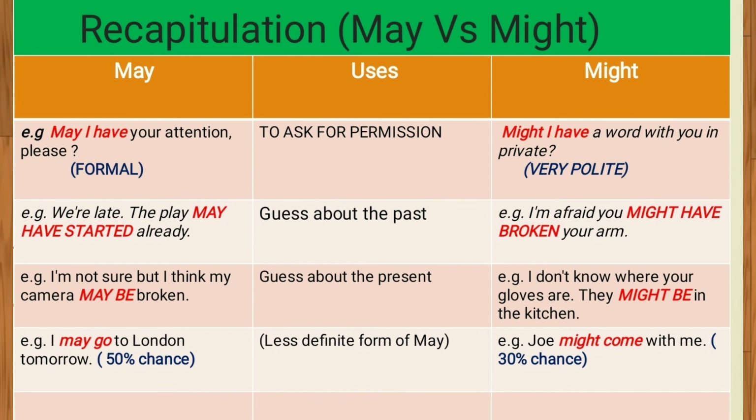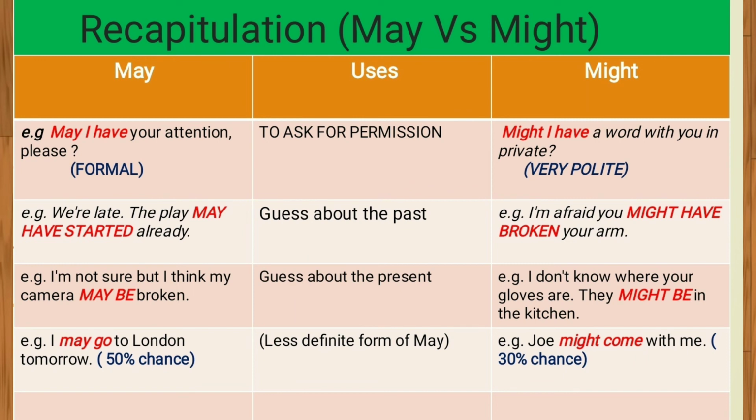The next use is the less definite form of may, like we got in can and could. Can is more definite than could. Likewise, may is more definite than might. For example, I may go to London tomorrow. The possibility is 50%. But whenever I say Joe might come with me, the possibility is 30%. So my dear students, when we use may, the possibility is more. When you use might, the possibility is less.